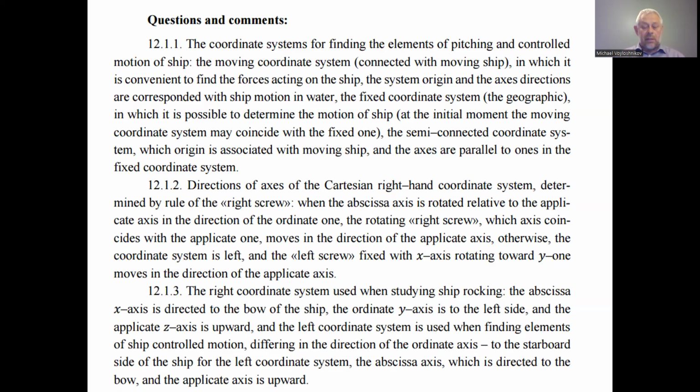12.1.3 The right coordinate system is used for ship side rocking. The abscissa x-axis is directed to the bow of the ship, the y-axis is to the left side, and the applied z-axis is upward. And the left coordinate system is used when finding elements of the ship controlling motion, differing in the direction of the ordinate axis: to the starboard side of the ship for the left coordinate system, the abscissa axis directed to the bow, and the applied axis upward.